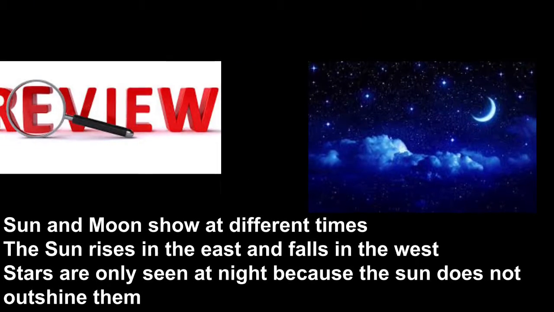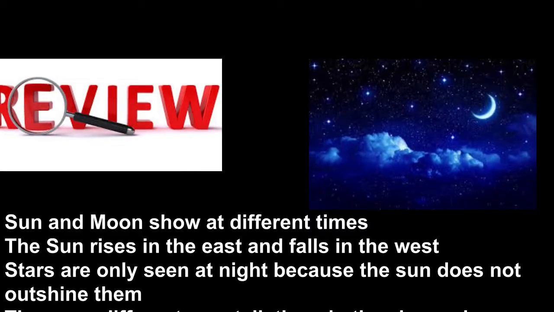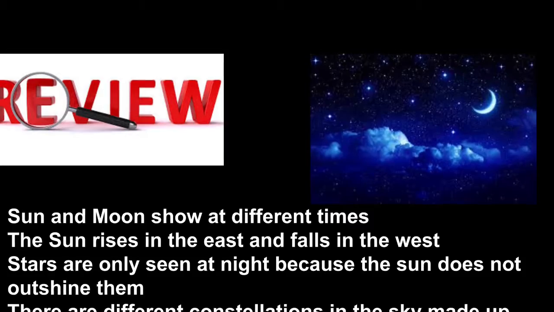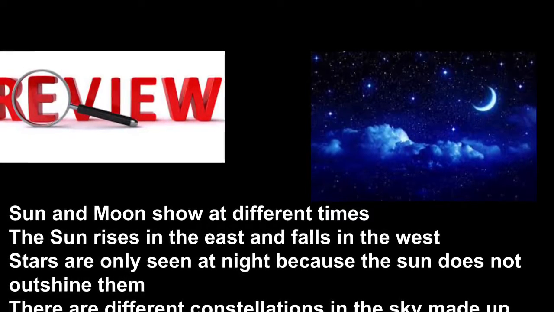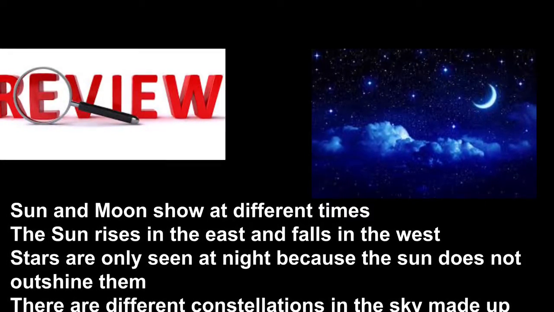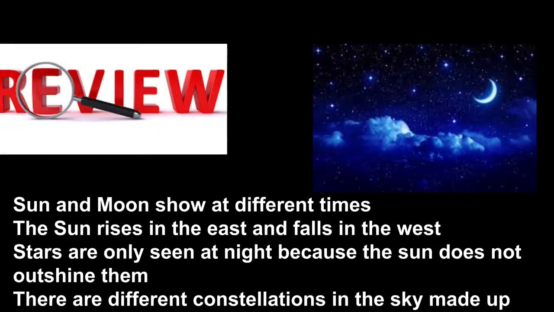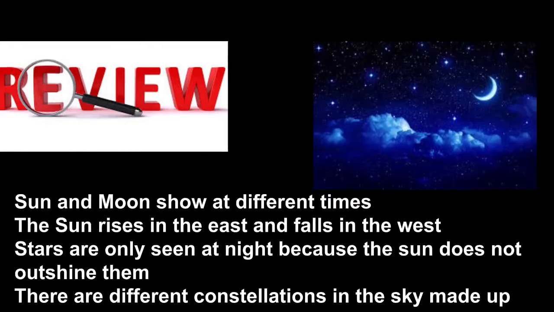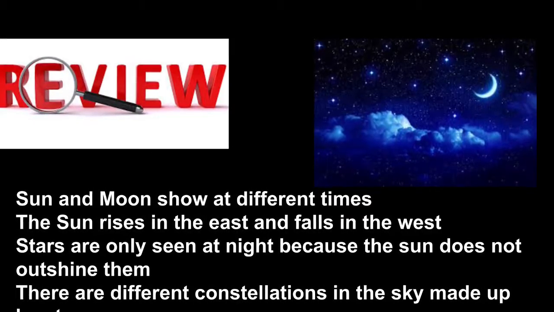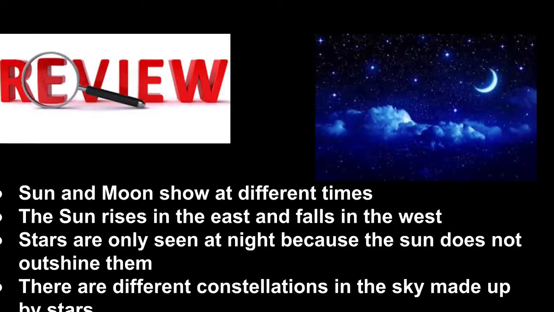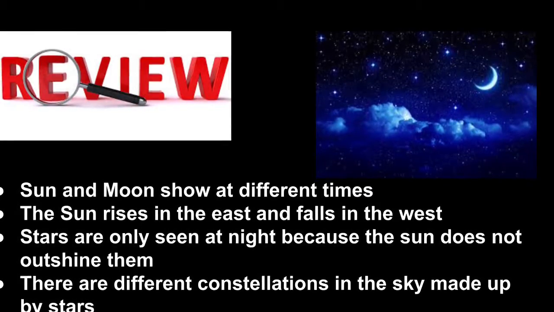Here is some information that we learned in the past couple of weeks. The sun and moon, they show at different times. The sun rises in the east, but it falls in the west. Stars are only seen at night because the sun does not outshine them then. And there are different constellations in the sky made up by stars. Now, since we talked about stars, what else are we going to talk about?